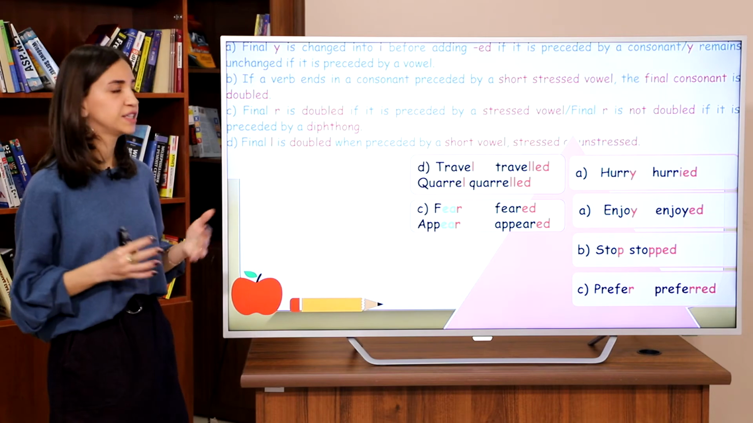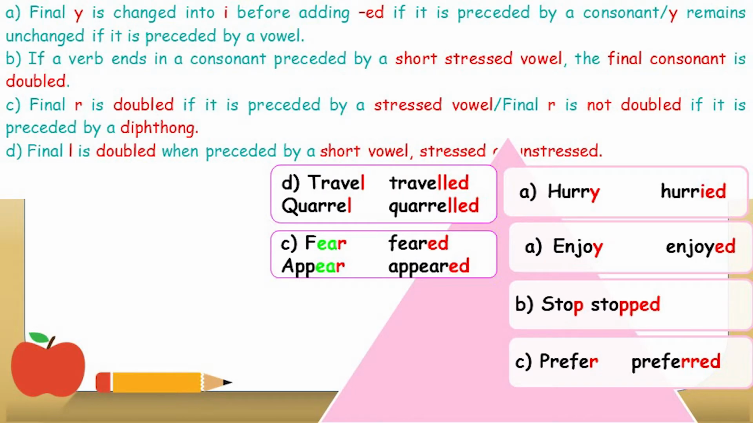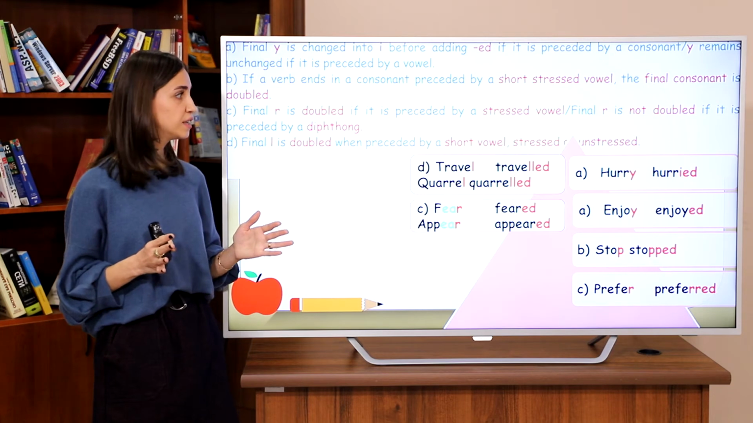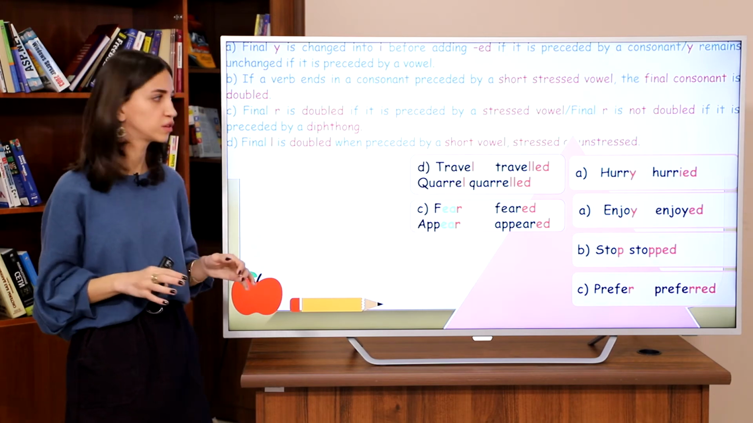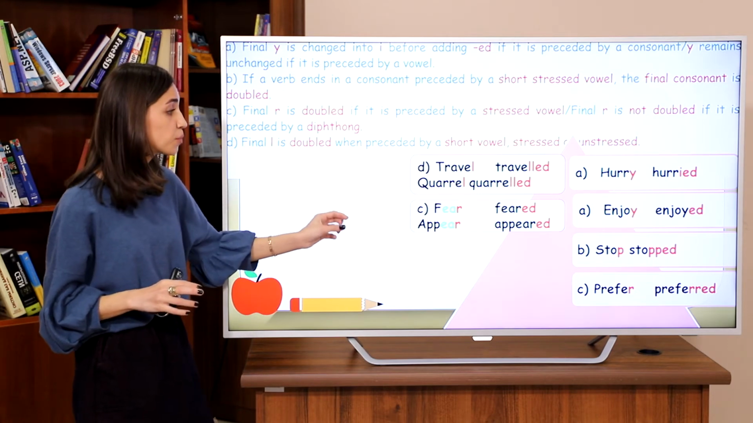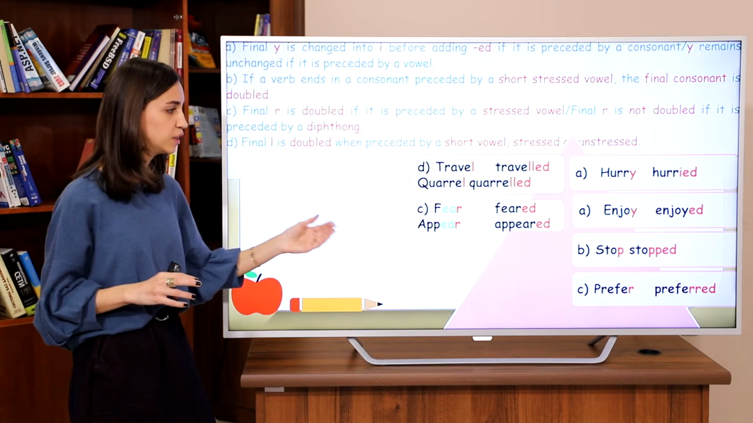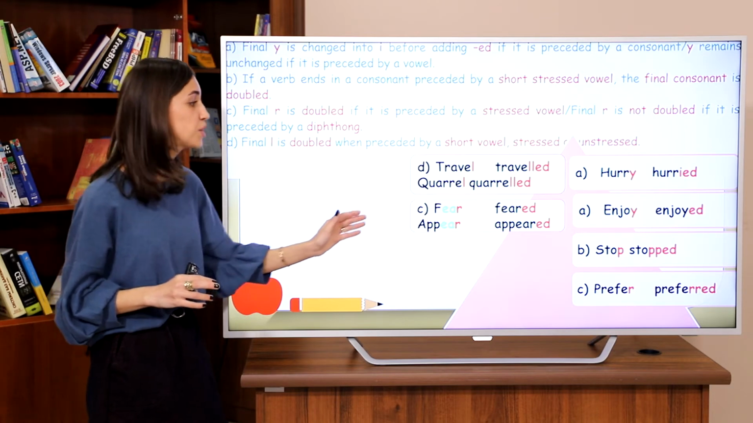Next, if a verb ends in a consonant preceded by a short stressed vowel, the final consonant is doubled here. Let's look at the example. Stop, stopped. P is doubled. Next, final R is doubled if it is preceded by a stressed vowel. That is, final R is not doubled if it is preceded by a diphthong. Let's look at the examples. Prefer. What do we have before R? E, which is a stressed vowel. So we have R doubled, preferred.